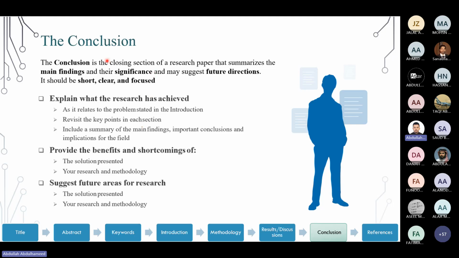Maybe you check what is the important things in your methodology. Maybe you need to write one sentence about the methodology in your conclusion. Include a summary of the main findings, important conclusion, and implication for the field. Also, provide the benefits and shortcomings.